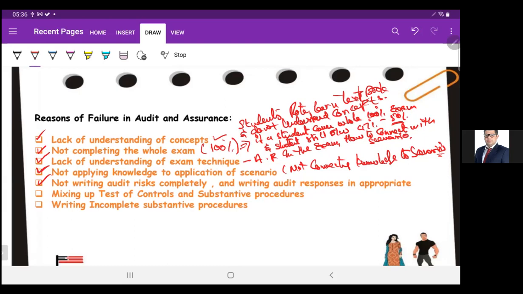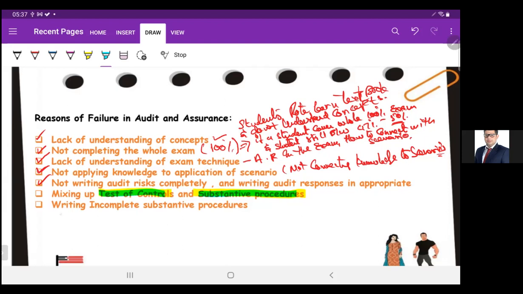Another issue, the topics which are very important: test of controls and substantive procedures. Most students who fail in the exam mix up test of controls with substantive procedures, or substantive procedures with tests of controls. For example, the examiner asks you, give me 5 tests of controls for the inventory. But what students do, they write the substantive procedures. And obviously, if you do like this, you won't get more than 1 mark out of 5 marks.